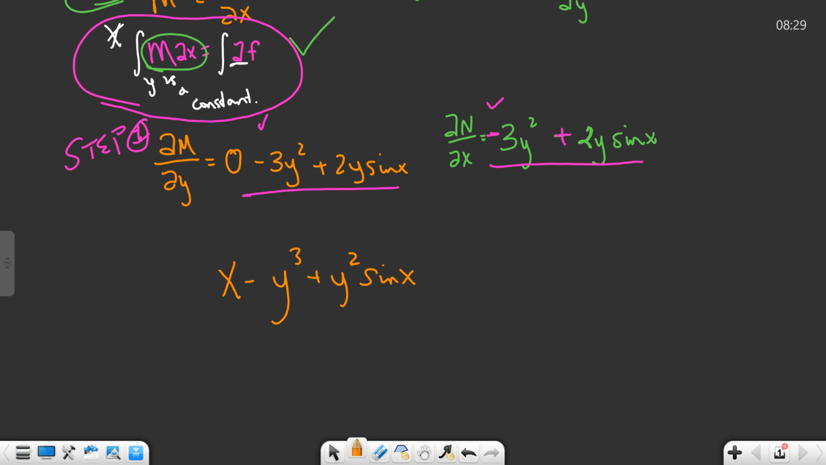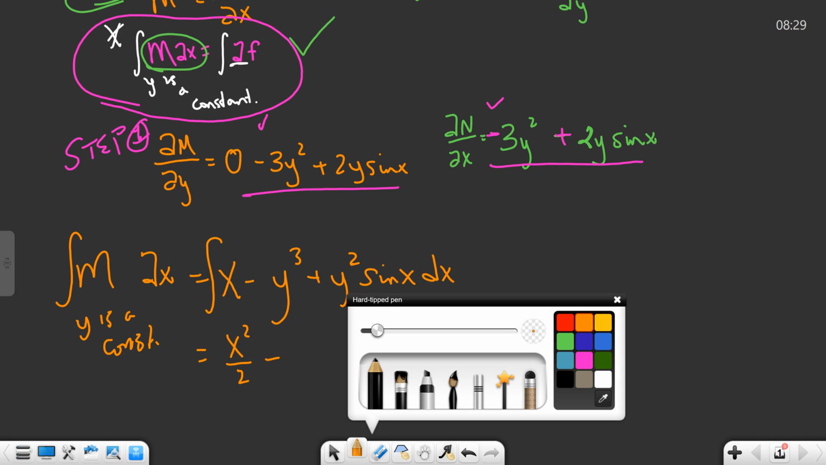Now, it's great that we've got this thing, but we need to remember what it is that we're looking at. Well, this is M. And our goal is to take the antiderivative of this thing with respect to x. In other words, y is a constant, right? y is a constant. So what is the antiderivative of x? Well, that's an easy one. It's just x squared over 2.